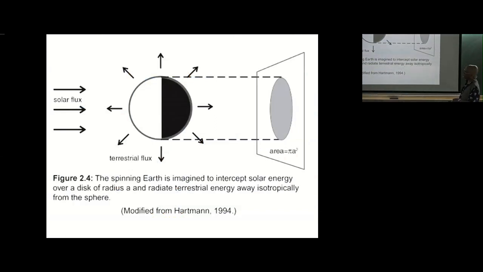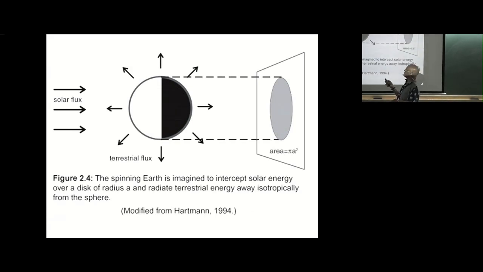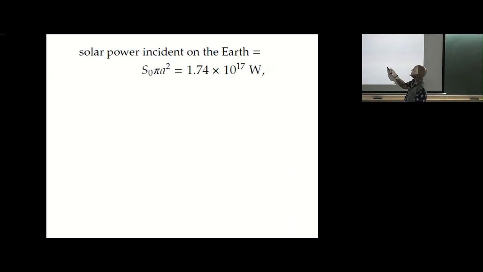We want to quickly do some calculations. There is the solar flux coming in at the top of the atmosphere, some number. If you think about what area of the Earth is intercepting the energy coming in, it is a circle. So the energy coming in is the area of the circle, which is pi times the radius of the Earth squared, times the flux, the solar energy coming in per unit area.